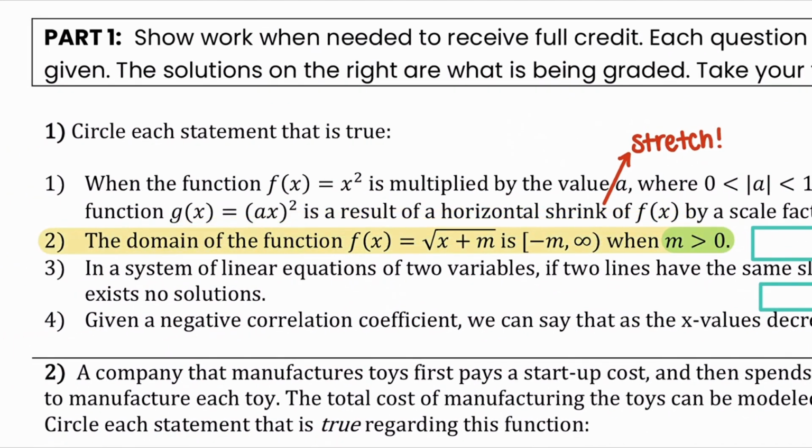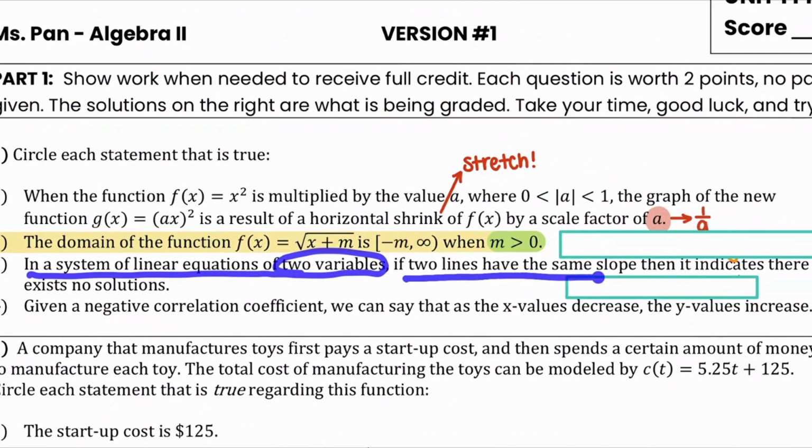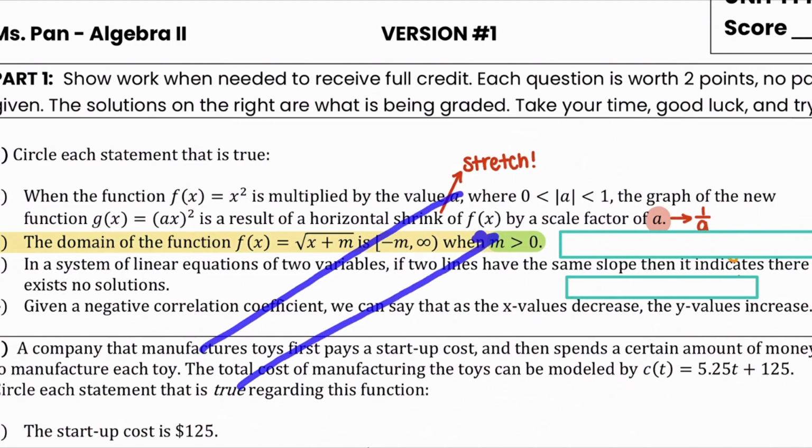All right, let's look at number 3. So in a system of linear equations of 2 variables, if 2 lines have the same slope, then it indicates that there exists no solution. So we know for sure that no solutions looks like when we have 2 lines that are parallel to each other. And so from here we got to think, well, what do we know is objectively true?